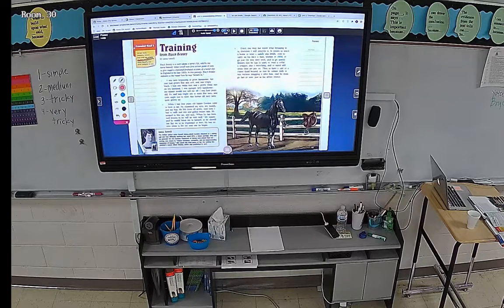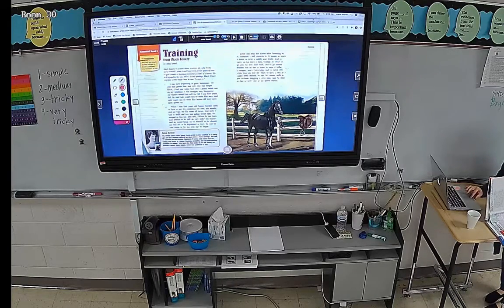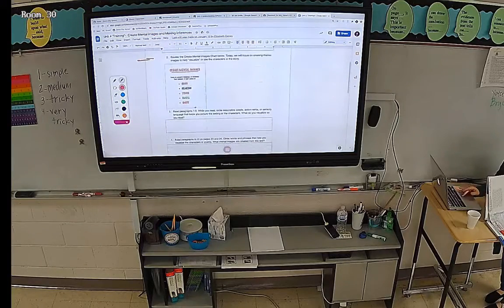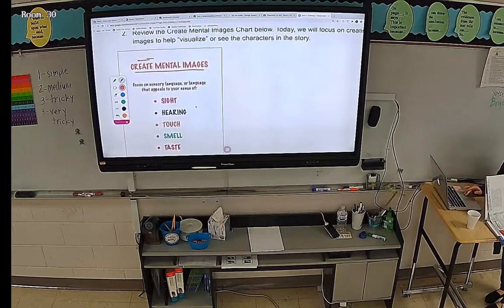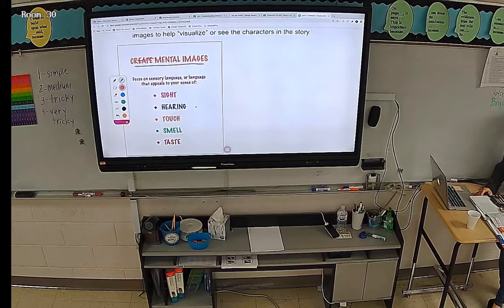Okay, that's our first job today. We're going to go through this story and underline some good details that the author includes. Good verbs, good sensory words that tell us what the characters are doing, what they're seeing, what they're feeling. When you're thinking about mental images, you're focusing on sensory language. Those are words and details that tell you about your 5 senses. Yes, your 5 senses.